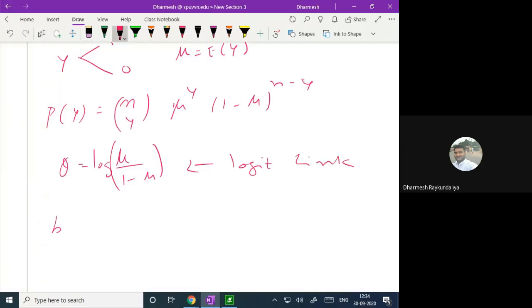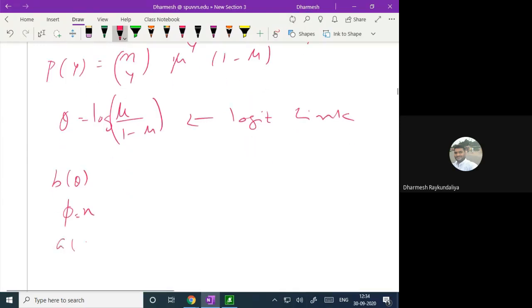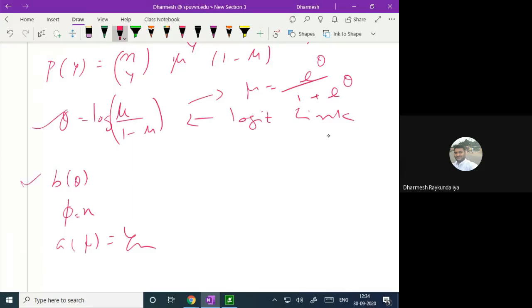And b theta, you will get some function of b theta, and phi is n. Okay, so a phi is 1 by n, something like that. You have obtained all the forms. So here you can say that mu is nothing but e raised to theta upon 1 plus e raised to theta. So if you have the value of theta and b theta, what is the b theta?